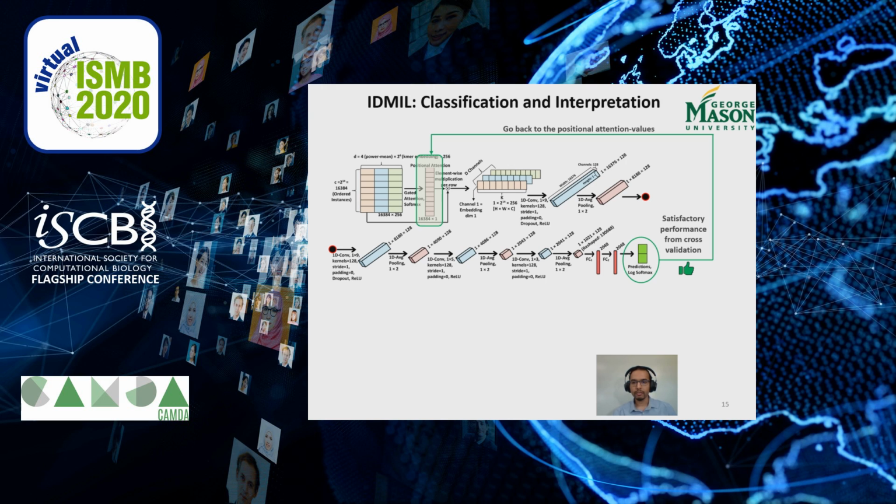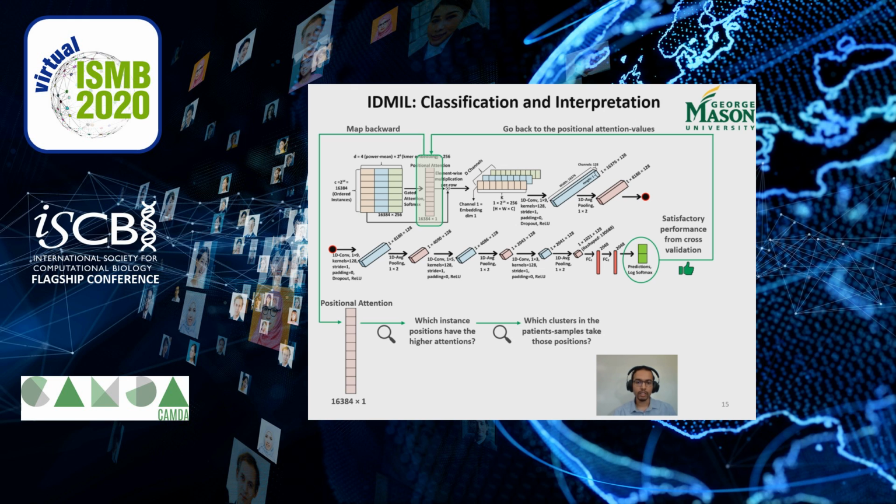So once we are satisfied with the cross-validation performance, we investigate the positional attention values. So we see which positions are taking the highest attention. We then investigate which clusters are taking those positions in the bag matrix from the patient samples. And we then go back further and investigate which sequence reads are actually the cluster members. So the ones with higher attention values will be indicative of the disease, and we should investigate those sequences, and the ones which are not very important can be ignored for subsequent analysis.